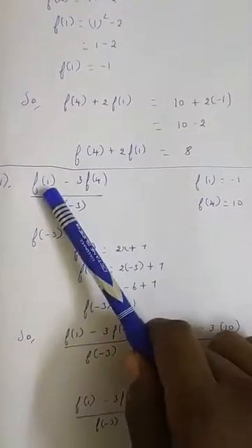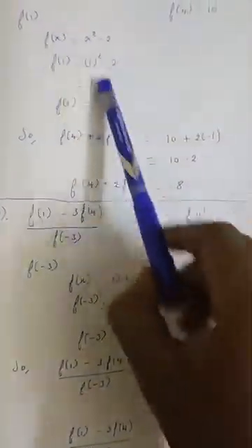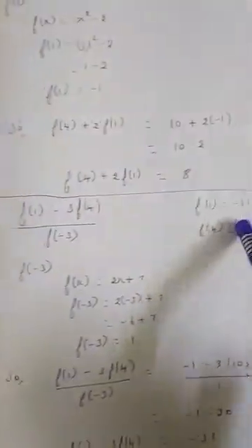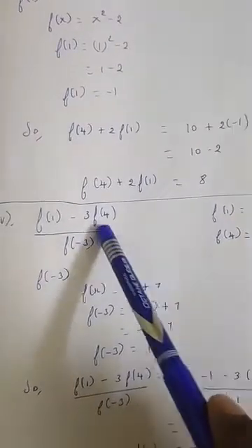And the last subdivision is f of 1 minus 3 into f of 4 divided by f of minus 3. We already found out the f of 1 value here. What is the f of 1 value? Minus 1. And the f of 4 value we already found out here, that is 10. So write those values.